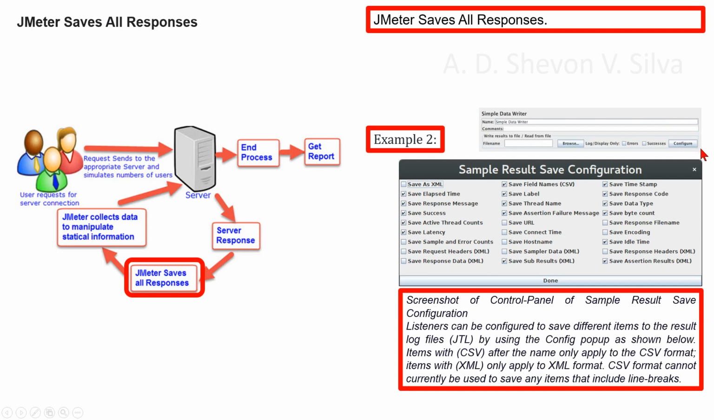Here, the file name is the name of the file containing sample results. The file name can be specified using either a relative or an absolute path name. Relative paths are resolved relative to the current working directory, which defaults to the bin directory.